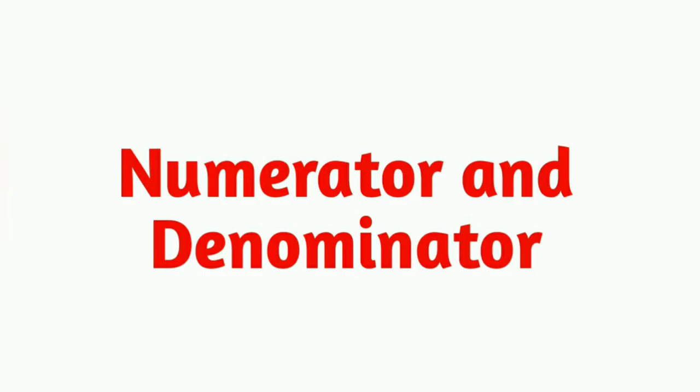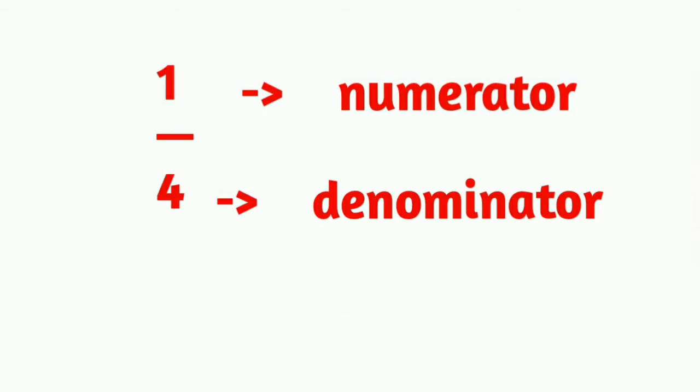So here you can see fraction is written with two numbers and these are arranged one above the other. And you can see this line. The numbers are separated by a line. So the number above the line is called numerator and the number below the line is called denominator.